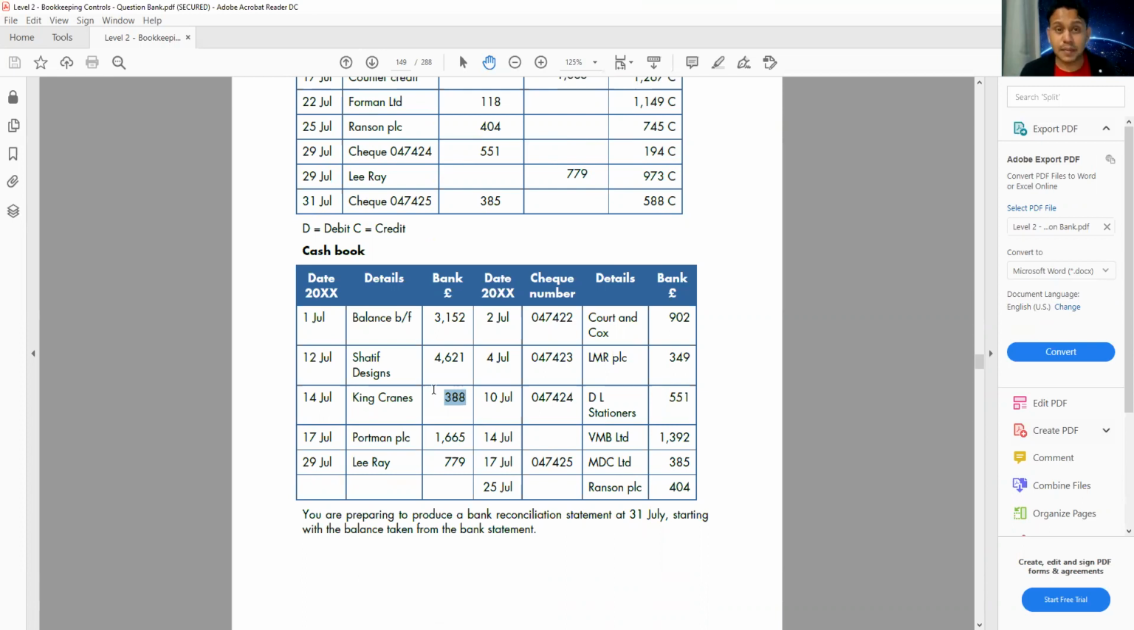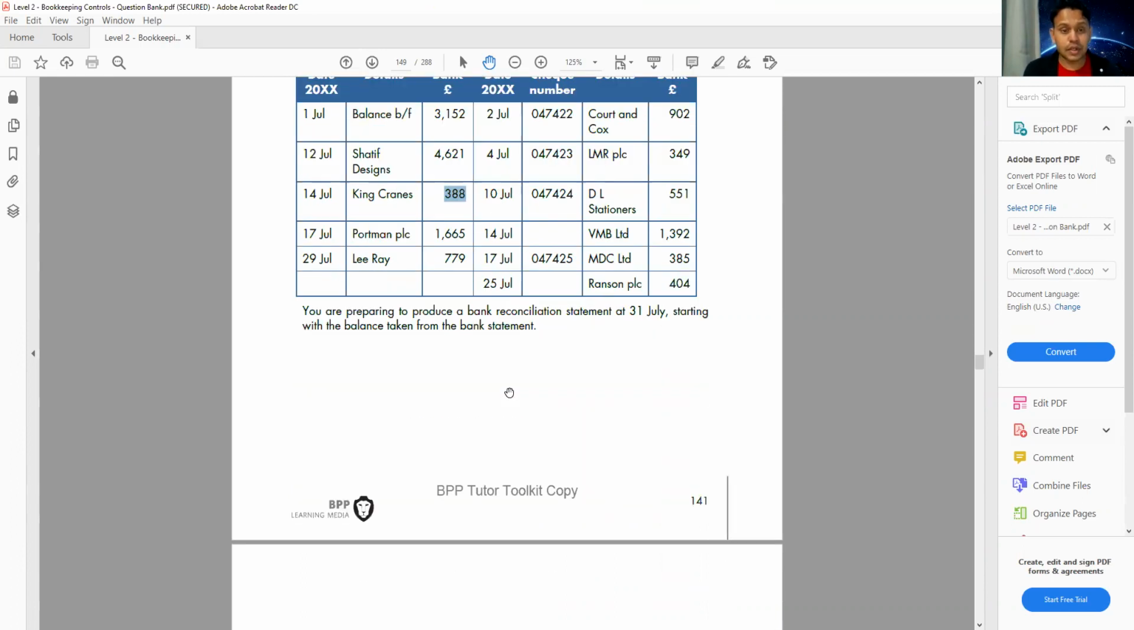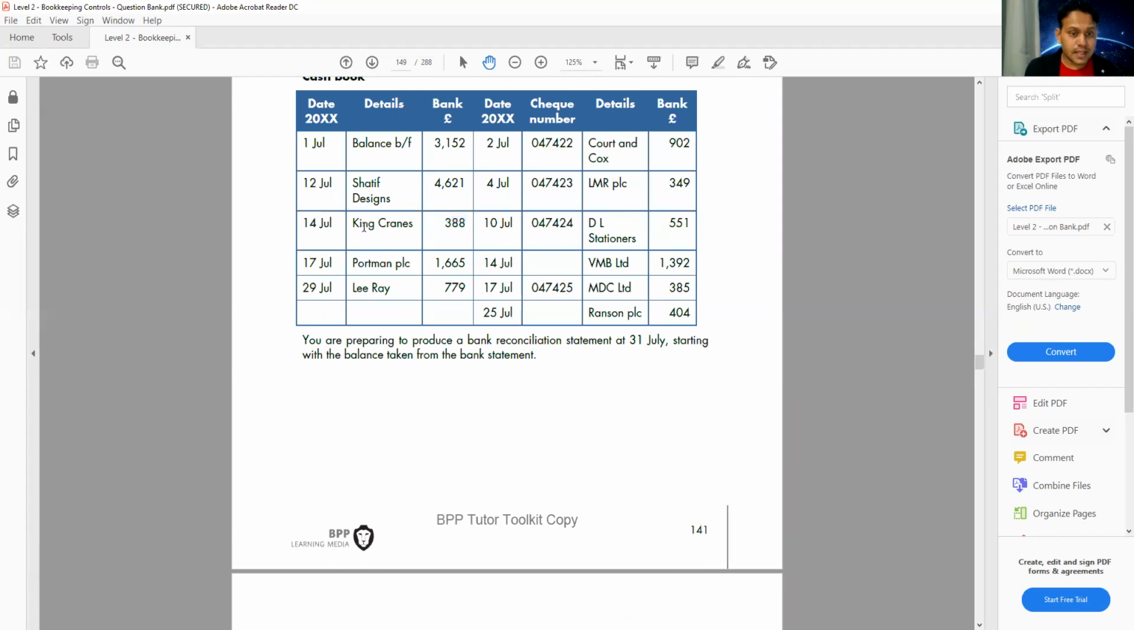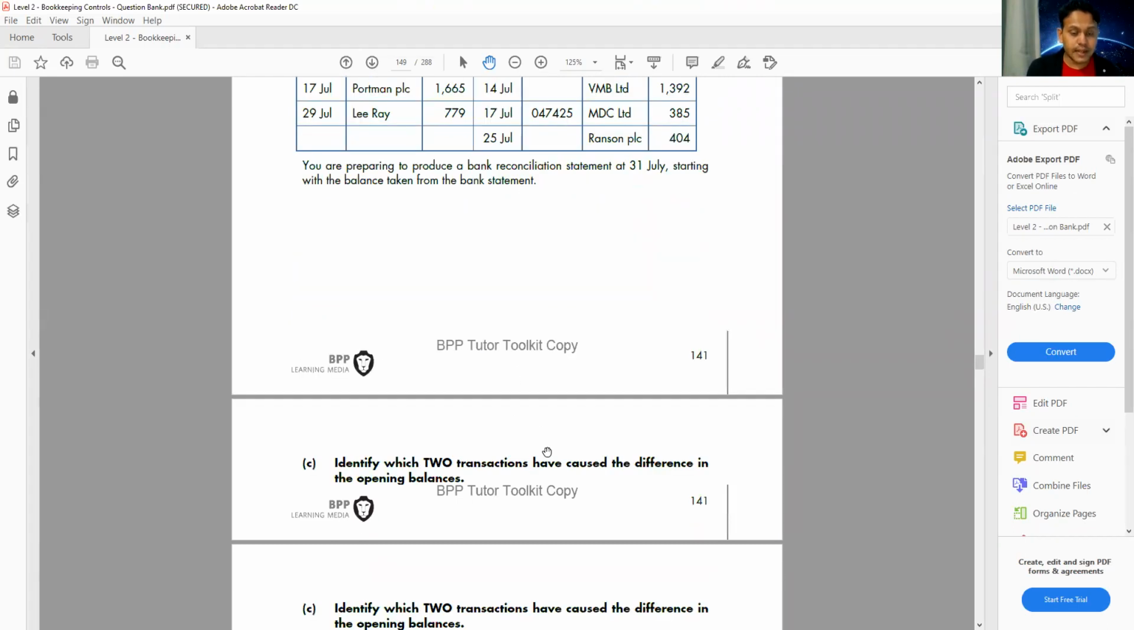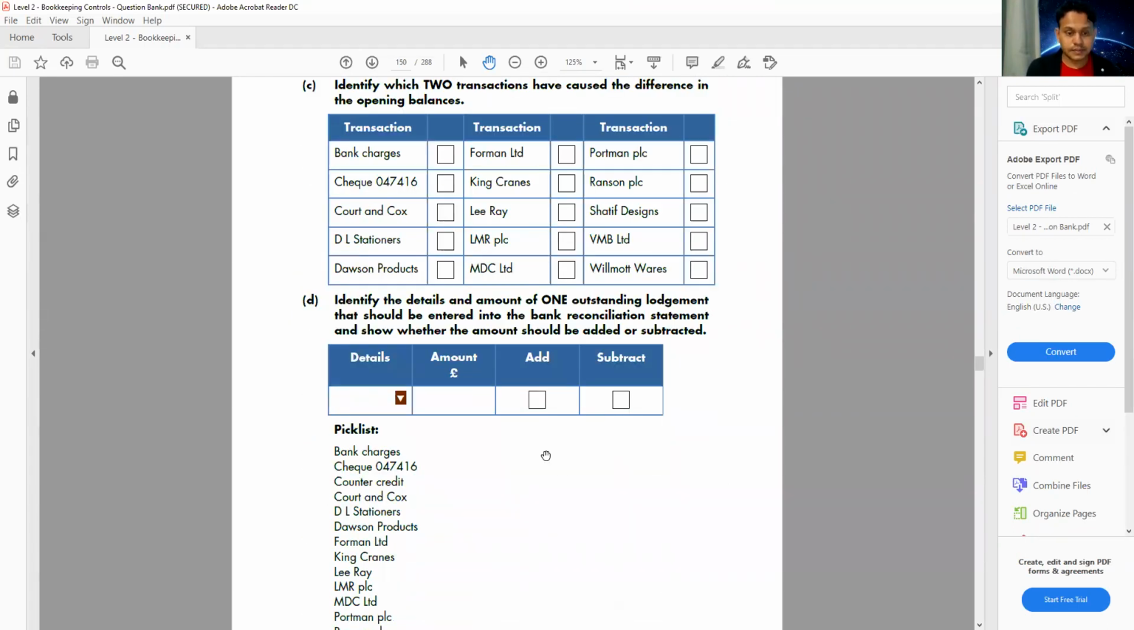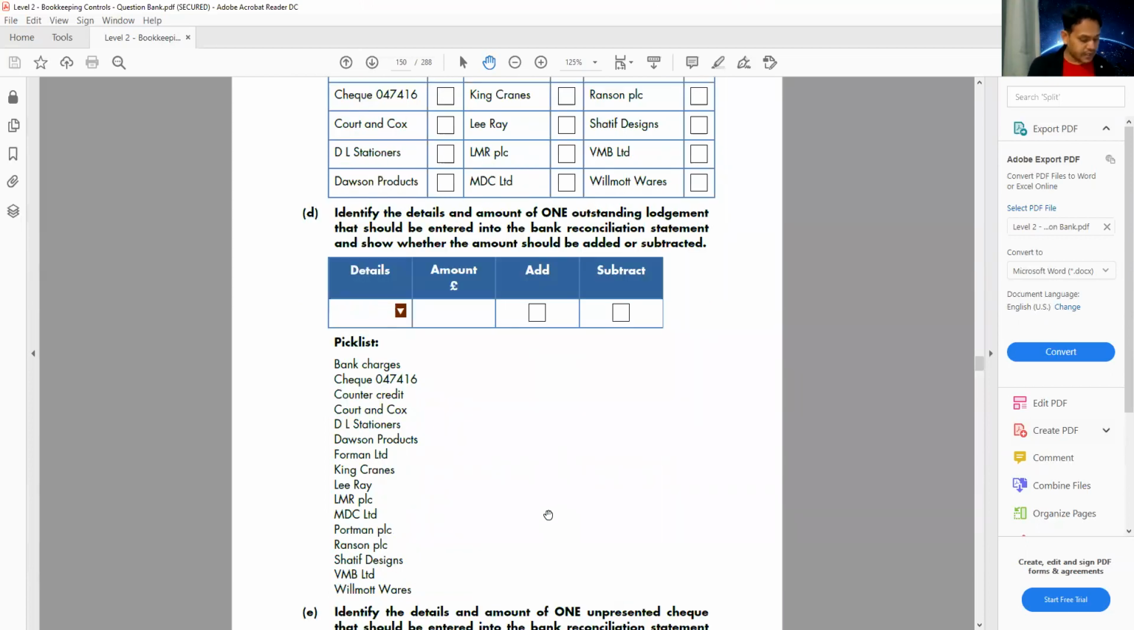So the bank will clear it maybe after 1 or 2 days or 1 week. So I already updated that. This is called outstanding lodgement. So it's not on the bank statement, but it's on my book. I'm going to say Kings and Cran, 14th of July. This one is the outstanding lodgement, 388, Kings and Cran. So just write it down: Kings and Cran, amount 388, and that will be added.